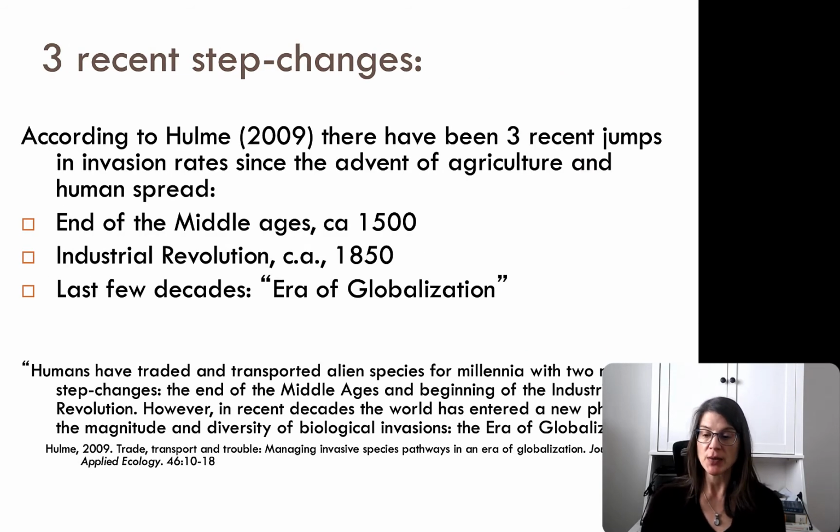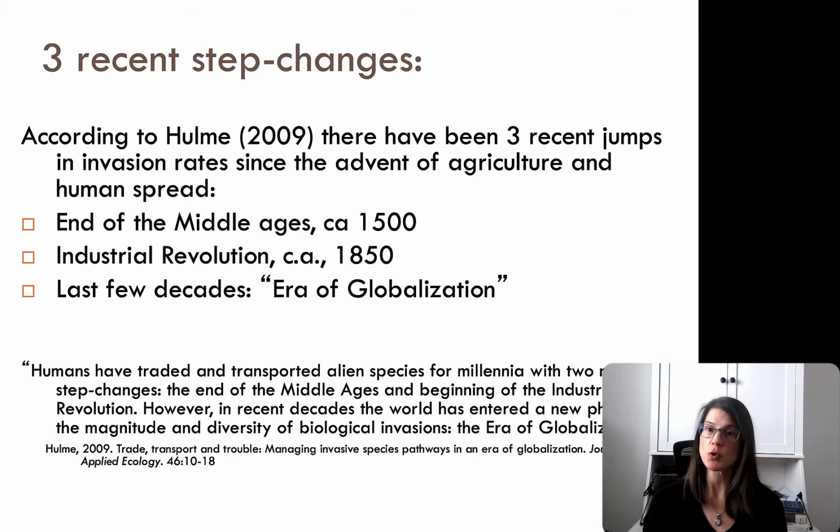Hulme documents some of the pathways of movement for invasive species and how that's changed over human history. And according to Hulme, 3 recent jumps in invasion rates have happened since the advent of agriculture. One happened at the end of the Middle Ages, another at the end of the Industrial Revolution in 1850, probably around the time when international trade was beginning to take off to fuel some of the sorts of activities that industrial nations were engaged in.